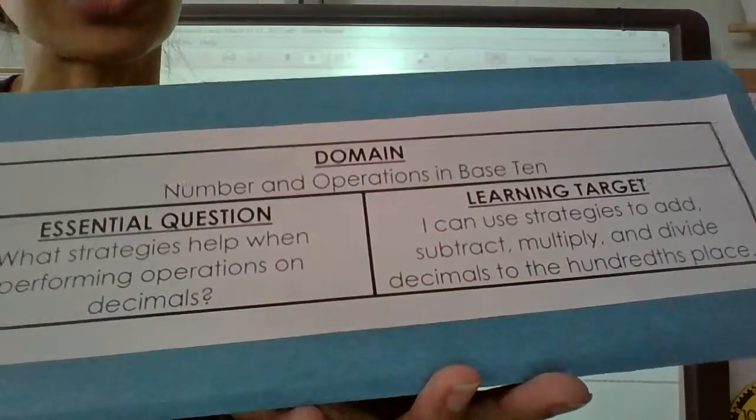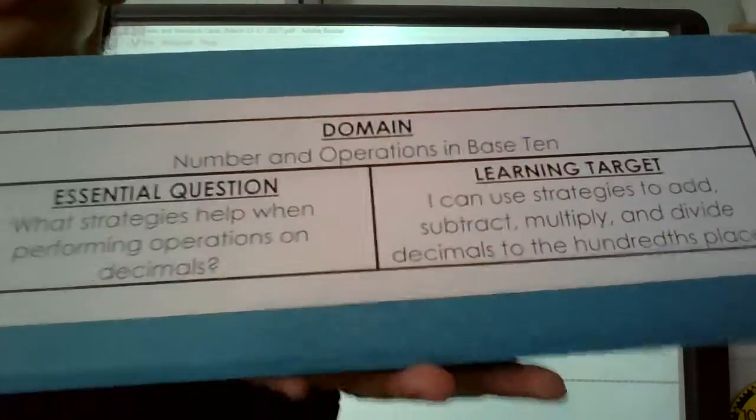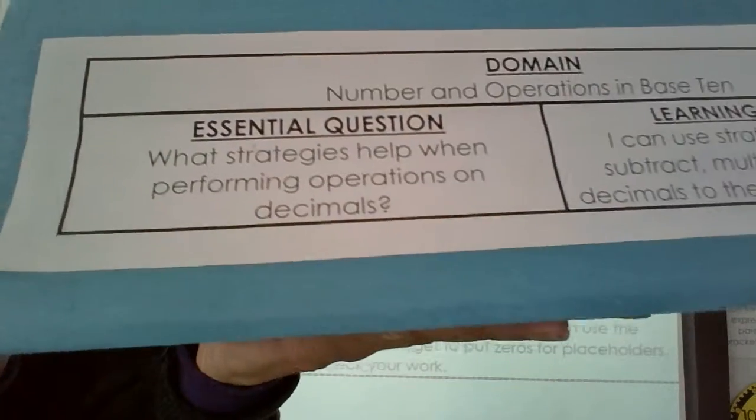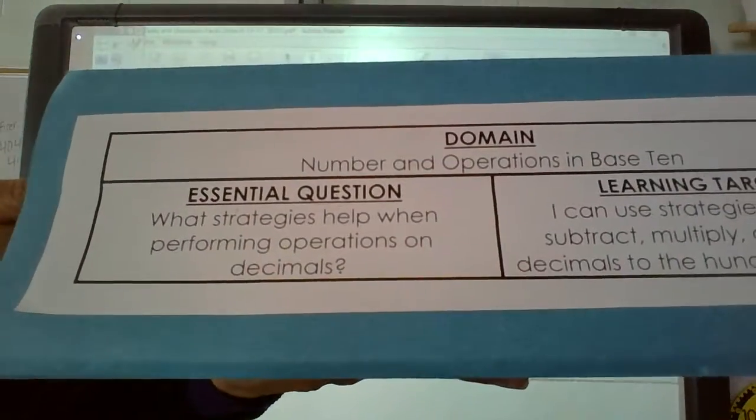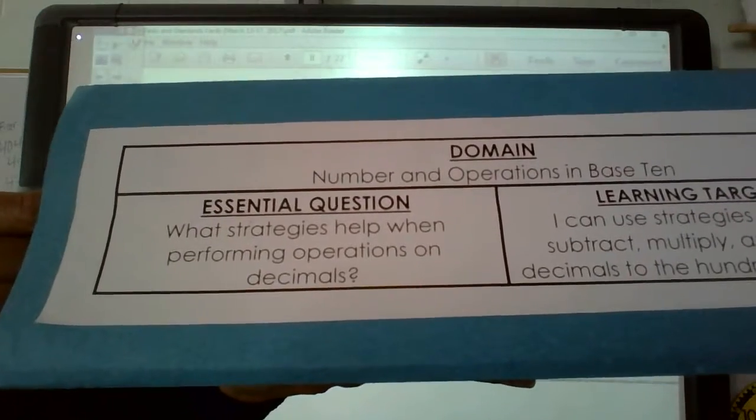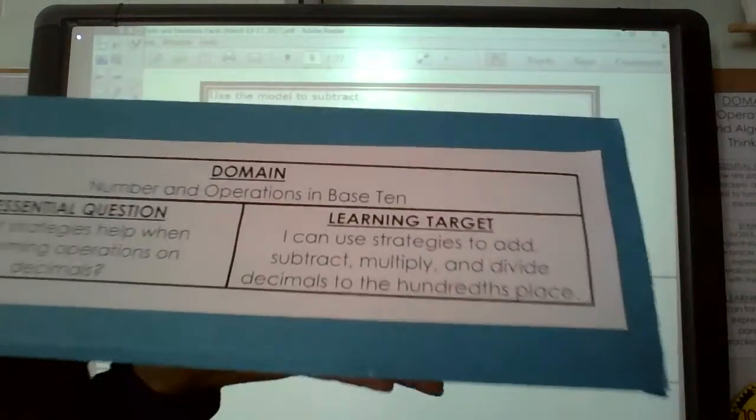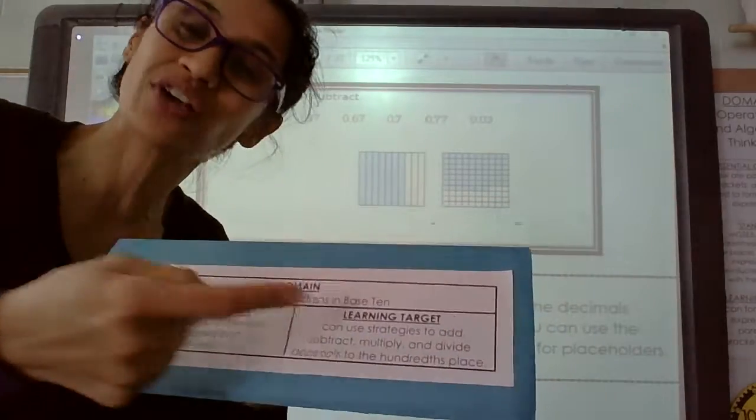Let's start by reading the domain. Read it with me. It says number and operations in base 10. There is your essential question. What does it say? What strategies help when performing operations on decimals? Here's our learning target, so make sure you write that down in your journal.